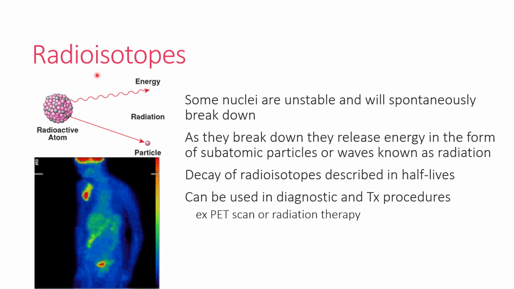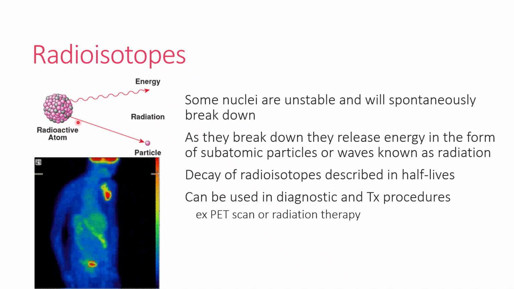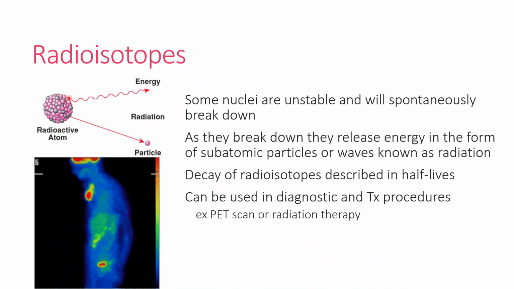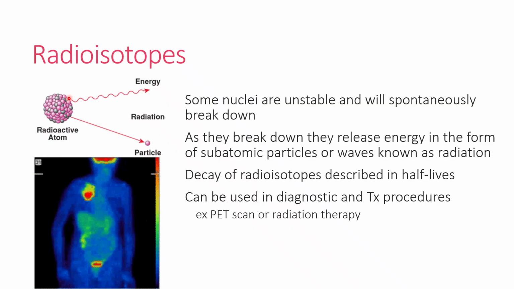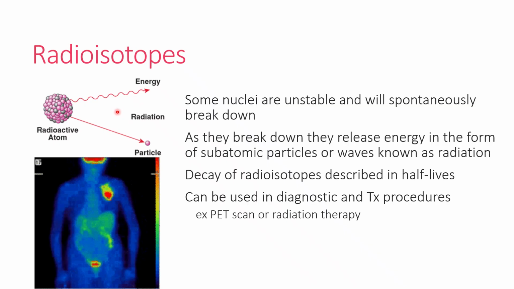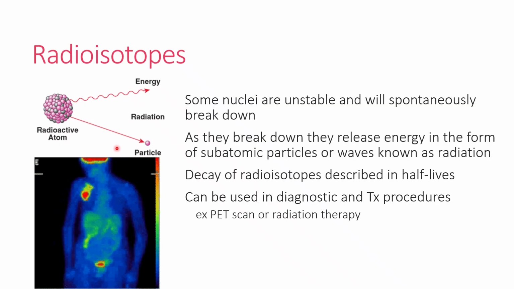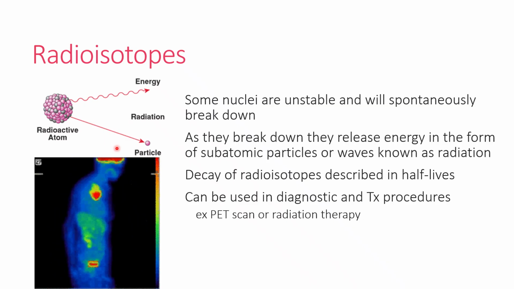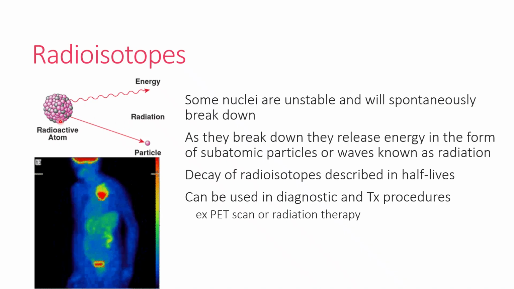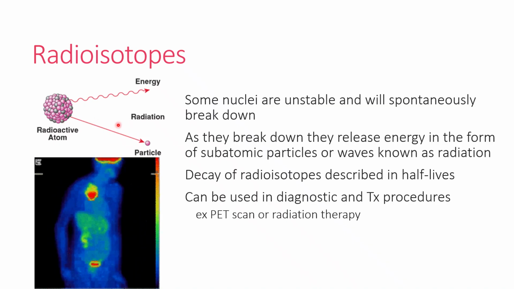Radioisotopes are going to produce radiation. This radioactive isotope here is unstable, and it's going to break down. And as it breaks down, it releases the radiation in the form of either energy waves or particles. So this radioactive isotope wants to break down into a more stable isotope, if you will. And this radiation is what we use for a lot of our diagnostic and treatment procedures.